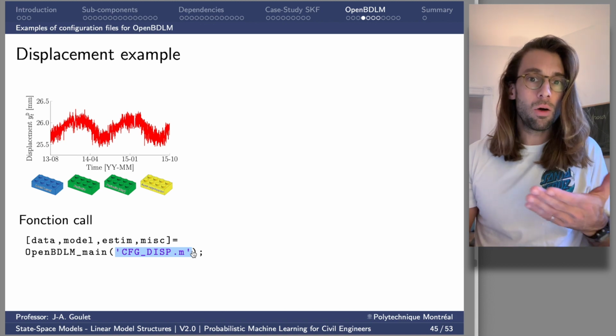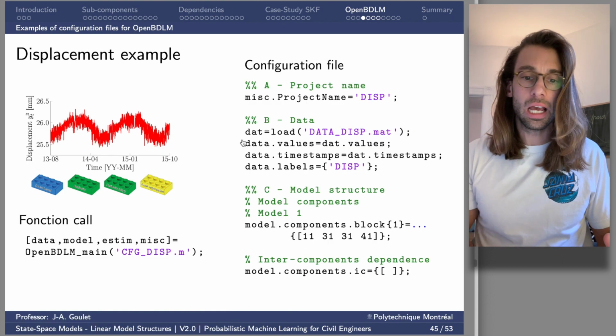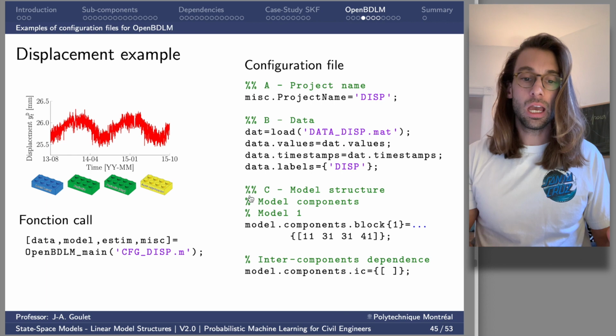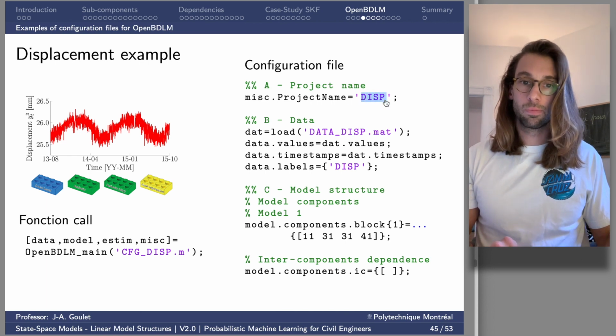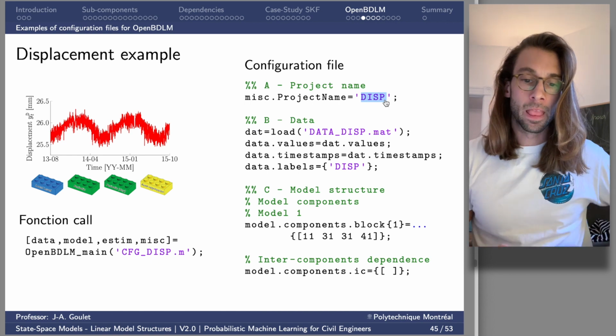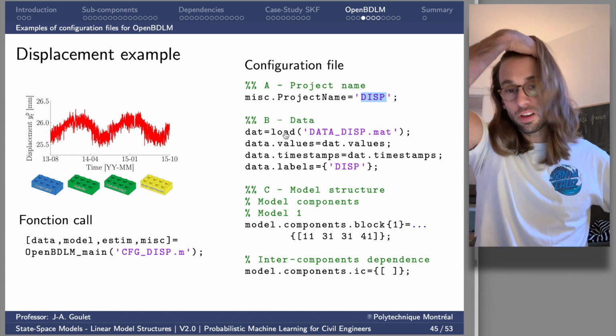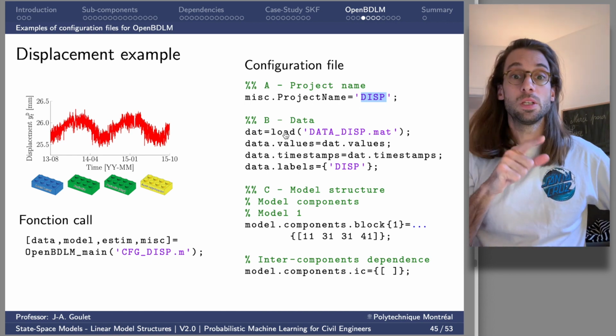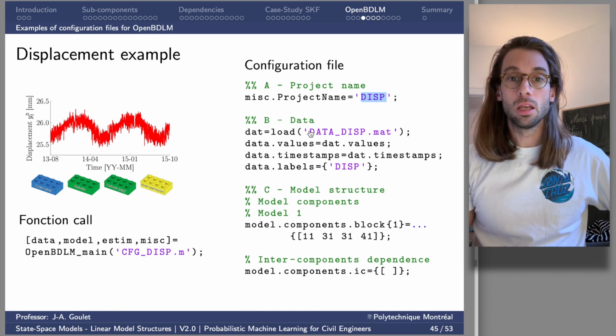Okay, and what would that config file look like? Somehow like this. Okay, we need to define a project name. Then the project name is going to be called this, but you can call it whatever you want. Then we need to tell in the config file where the data for that specific problem is. The data is in a matrix called data_this.